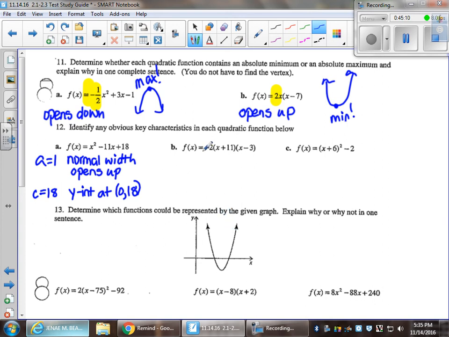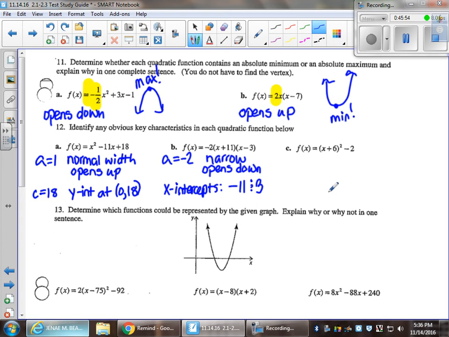The graph for B is in intercept form. I know that A equals -2. What does that tell us? Well, the absolute value of this, which is 2, is definitely bigger than 1. So this is narrow, more narrow. A is negative, so it opens down. And I have intercept form, so what are my intercepts? I know my x-intercepts are negative 11 and a positive 3. That's as much as we can say without doing math.